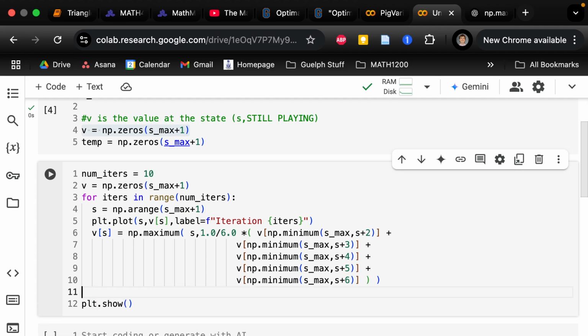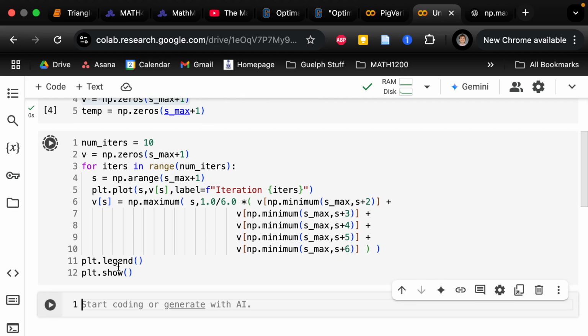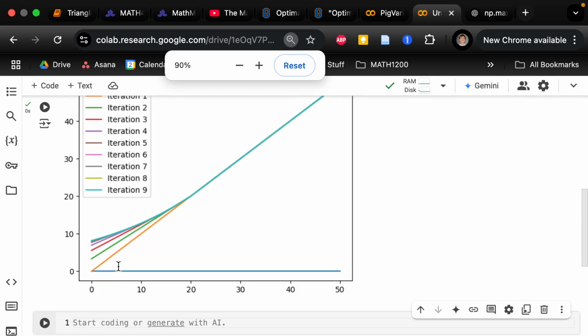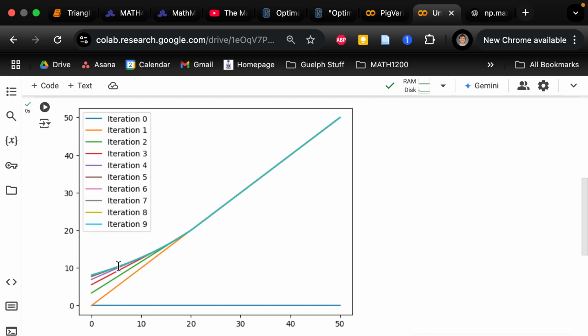Plot.show, that'll show that I need to add the legend. Plot.legend. Okay. This should work. Fingers crossed. Okay, beautiful. So we have this beautiful plot. Now we can interpret it, and we will be happy. Okay. What is this plot saying?